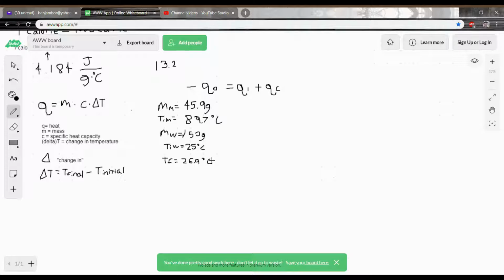Now, we are told to ignore the heat absorbed by the calorimeter, which is convenient because that means the heat transfer in the calorimeter for this problem goes to 0, which means we don't have to worry about it. All that we're left with is the heat transfer in the object and the heat transfer of the water becoming equal.